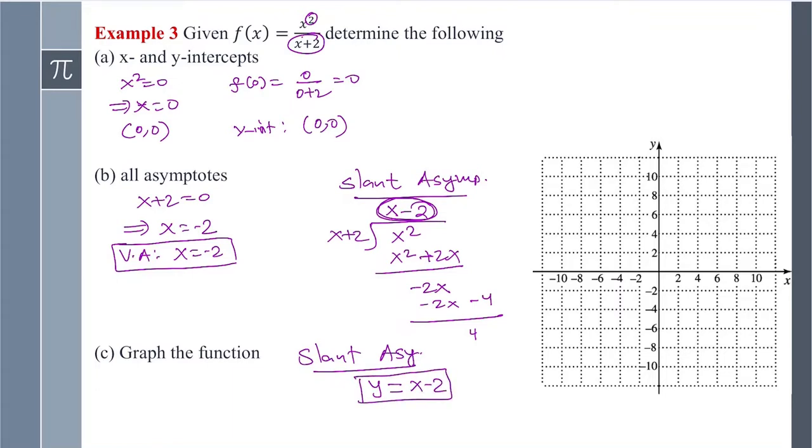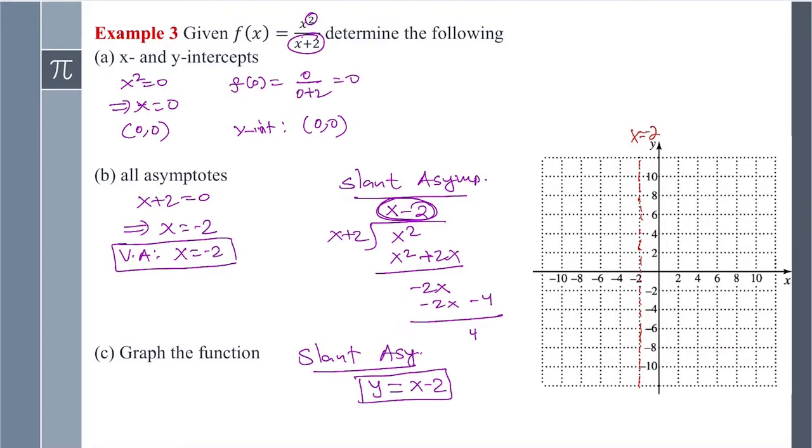Now, in order to graph, again, we do the same thing. We'll graph the vertical asymptote and the slant asymptote. So the vertical asymptote is at x equals negative 2. So let's go ahead and put that here. So x equals negative 2 is a vertical line right here. This is x equals negative 2.